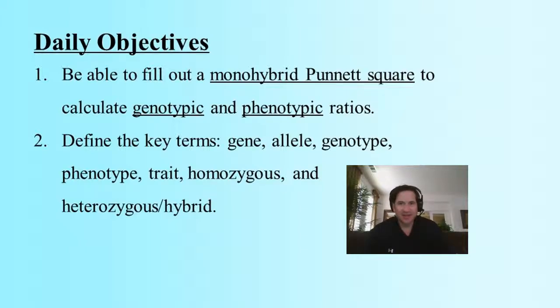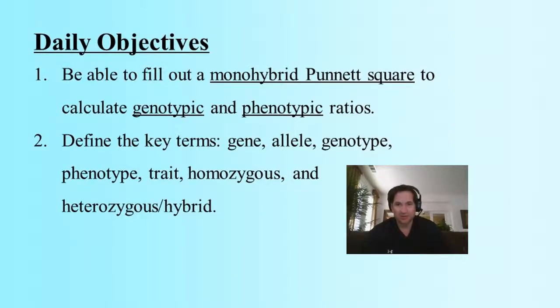Today's daily objectives. Number 1, be able to fill out a monohybrid Punnett square to calculate genotypic and phenotypic ratios. Now, if you have no idea what that means, don't worry about it. By the end of this Ed Puzzle, if you don't know what that means, definitely worry about it, because if you don't know how to do these Punnett squares, good luck in this unit.